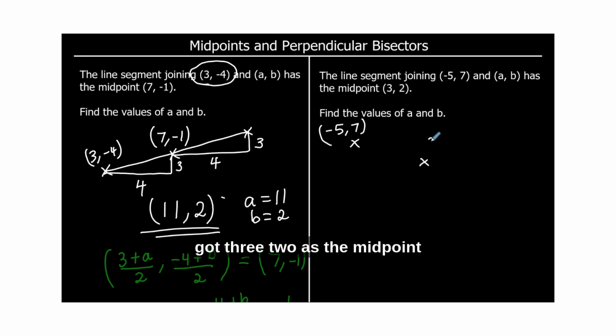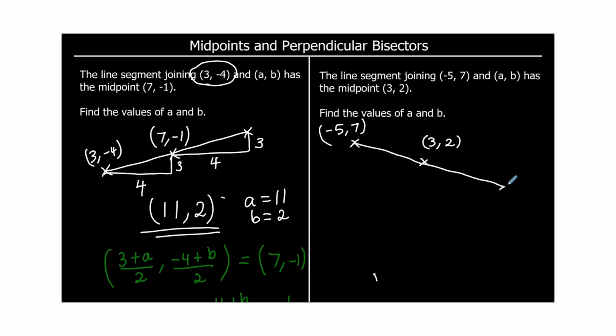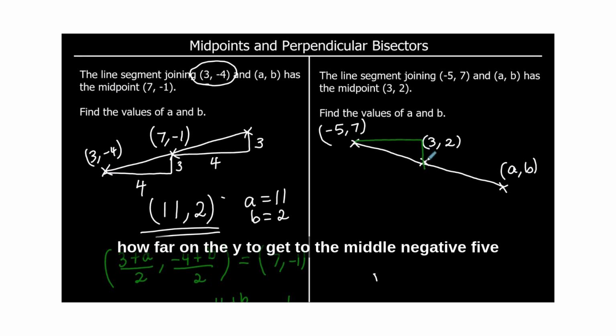We've got 3, 2 as the midpoint. The midpoint must be exactly halfway. And my other point is A, B. So how far do I move on the x, and how far on the y to get to the middle?